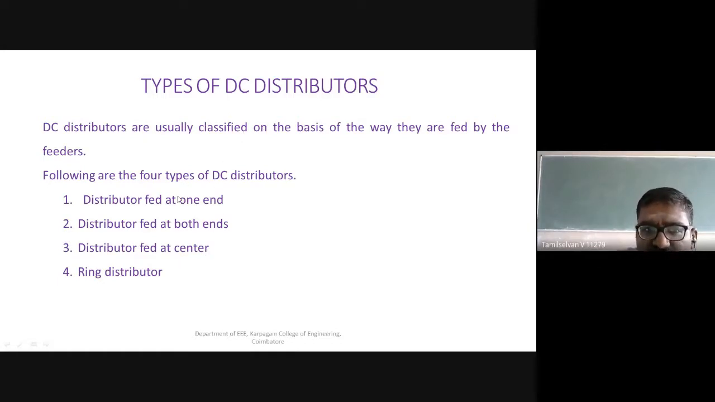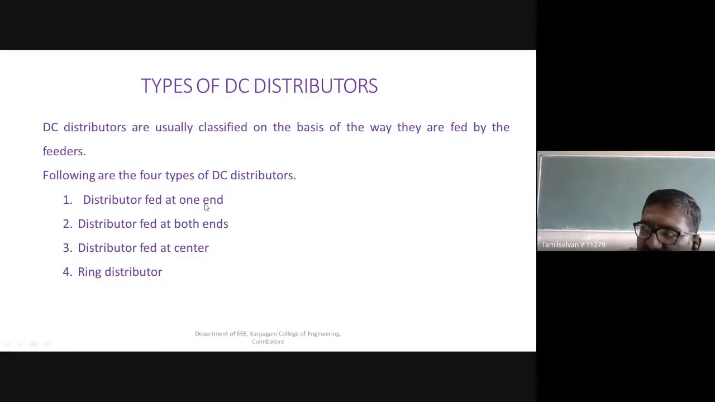So as we see, remember the DC distributor is often classified. Remember, distributor fed at one end, distributor fed at both ends, distributor fed at the center, or ring distributors. So these are the following. Remember, there are four types of DC distributors, right?